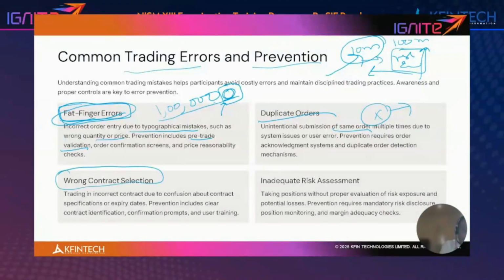Wrong contract selection. Suppose you wanted to buy the July contract, but you purchased the June contract, and the June contract is ending in 2 days. So the system should have validations to warn you, or even ask you for a confirmation before placing the order. So these are some types of errors and prevention methodologies.